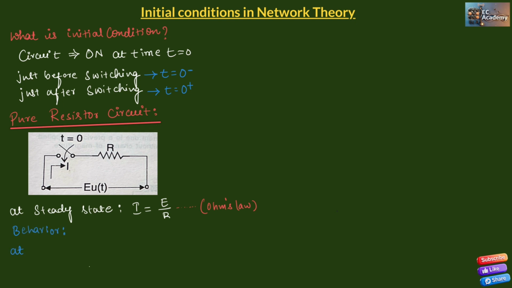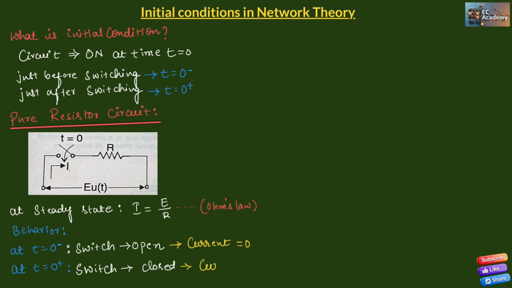Now at t is equal to 0 minus, which is just before switching, this switch will be open. If this switch is open, no current flows through the circuit. So the current will be equal to 0. Now at t is equal to 0 plus, which is just after switching, this switch will be closed and current will flow through the circuit. So at t is equal to 0 plus, the switch will be closed and there will be current flow. And this current will be equal to I is equal to E by R.